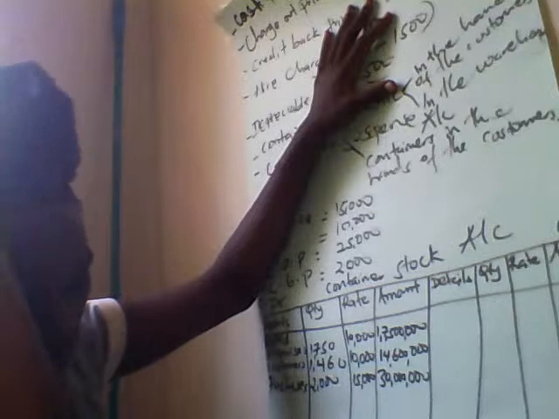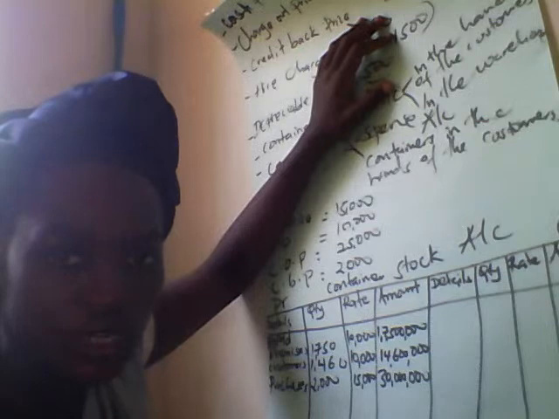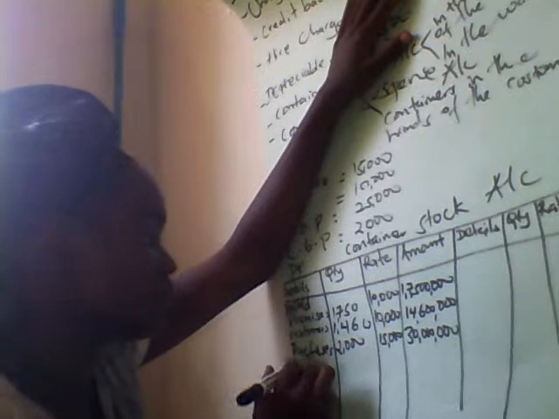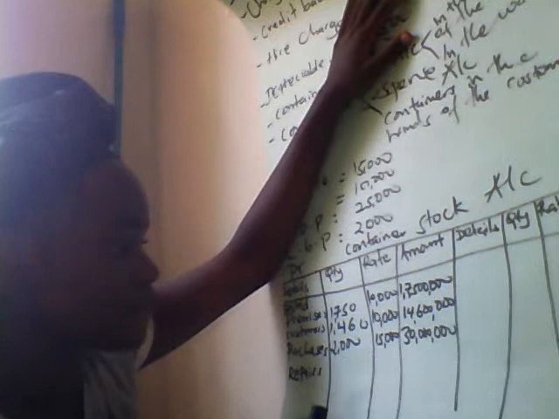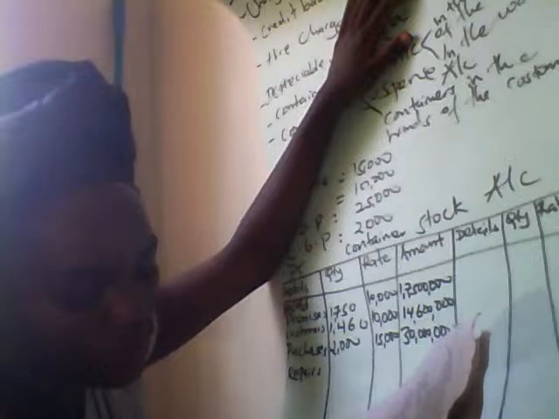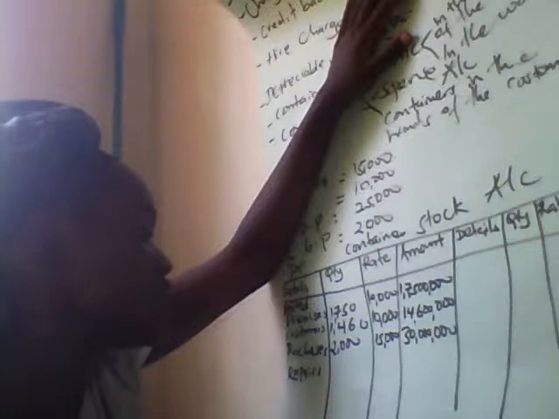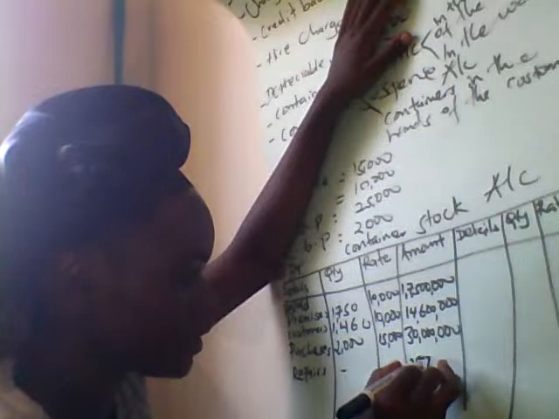Then in case containers are repaired, when you repair something, you're making something that was useless become useful. So it increases the stock of containers. So we also debit it here under repairs. They said the company incurred 257 in making damaged crates useful. They didn't give us the rate, but they gave us the amount. So we just take the amount, which is 257.